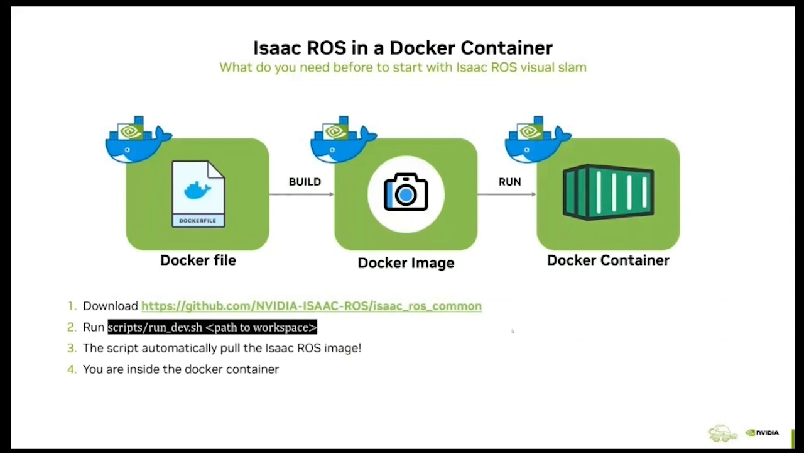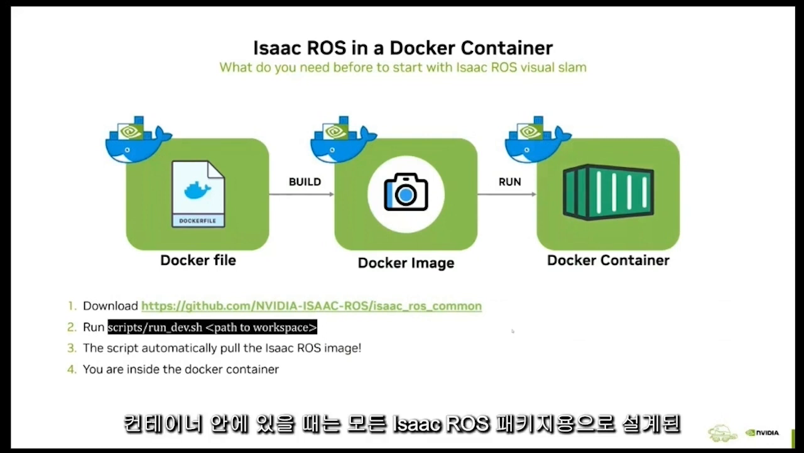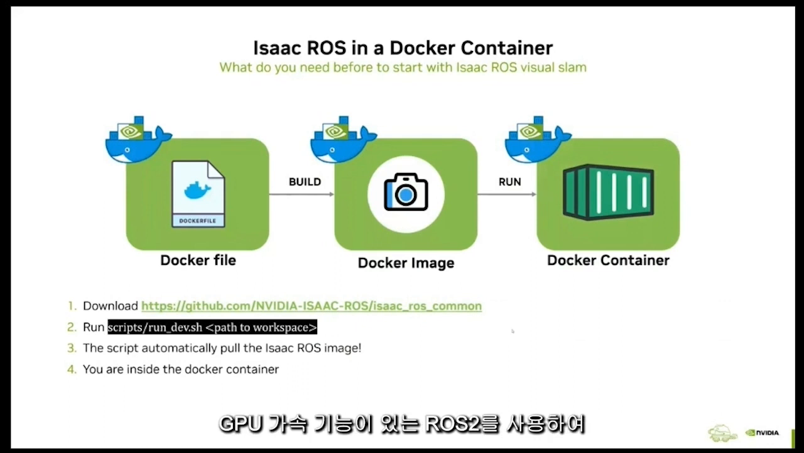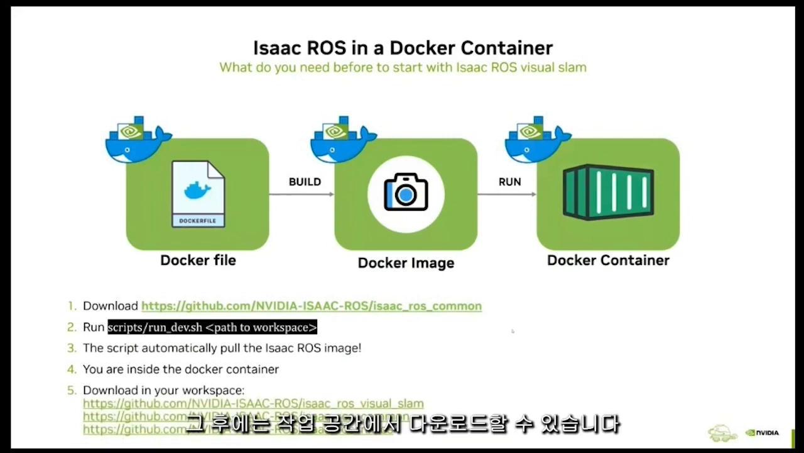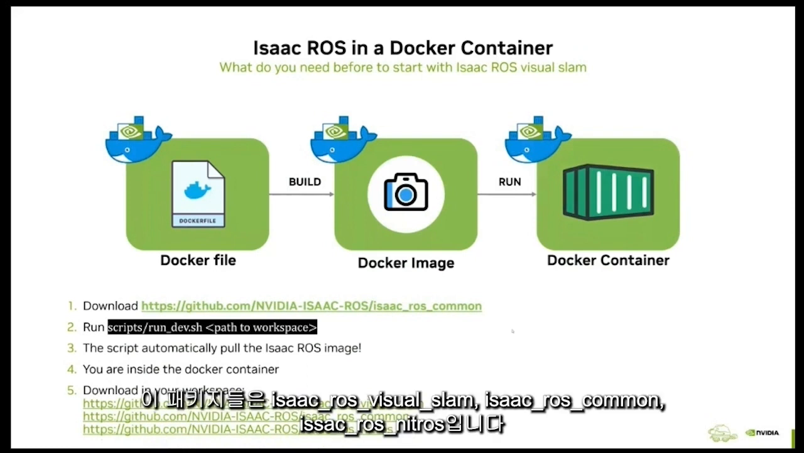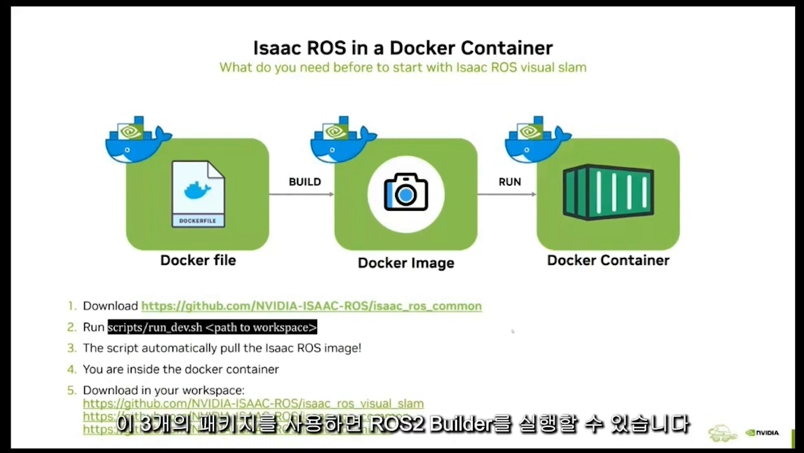When you're inside the container, you're already working in an environment made for Isaac ROS with ROS2, with GPU acceleration, designed for all Isaac ROS packages. After that, you can download into your workspace these packages: Isaac ROS Visual Slam, Isaac ROS Common, which is already downloaded, and Isaac ROS Nitros. With these three packages, you're able to run the builder and the ROS2 builder.